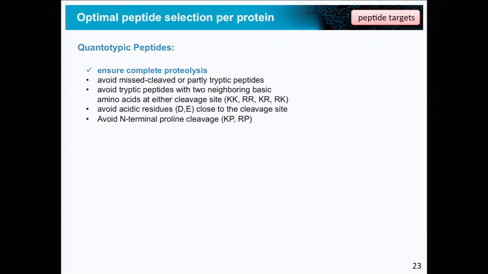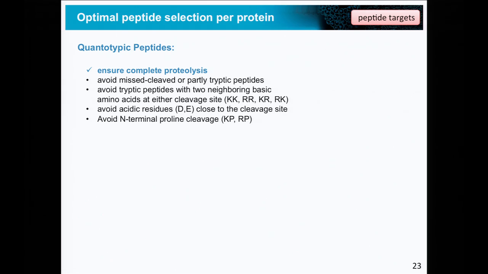You should also avoid acidic residues close to the cleavage site, so aspartic acid or glutamic acid, as it's known that trypsin does a bad job if these negatively charged amino acids are close to the cleavage site. And you should also avoid peptides that have a KP or RP sequence. So typically we always assume that KP and RP are not cleaved by trypsin, but it has been shown that actually sometimes trypsin does cleave these sequences.